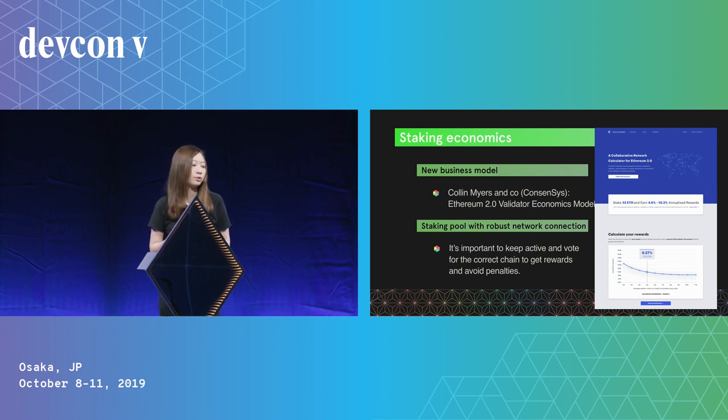Similar to the mining pool, we can expect that there will be a staking pool in the near future. And if the validators are not online for a while and can't finalize any checkpoints, they will be penalized as well. So based on that, it's very important to have a stable networking environment for the proof-of-stake validators.